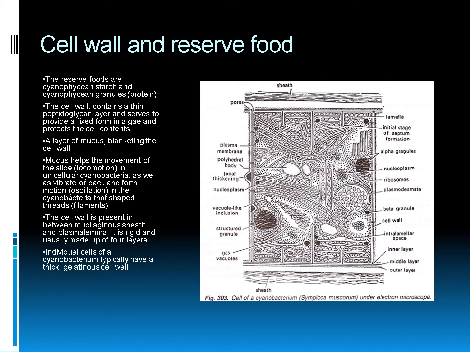The cell wall is present in between the mucilaginous sheath and the plasma membrane. It is rigid and usually made up of four layers. Individual cells of a cyanobacterium typically have a thick, gelatinous cell wall.